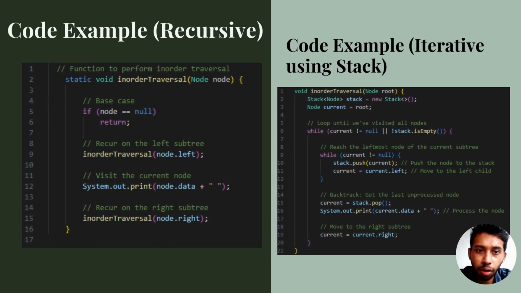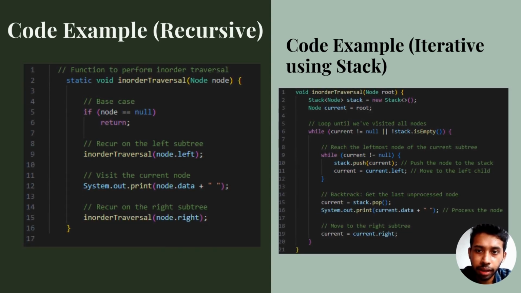Here's the recursive code. For Inorder Traversal, we first visit the left subtree. That's why the function calls itself with root left. After processing the left subtree, we print the current node's value. Finally, we recursively visit the right subtree by calling root right.